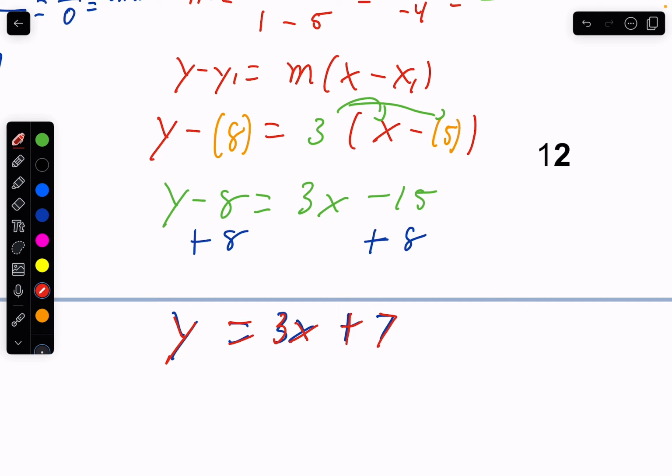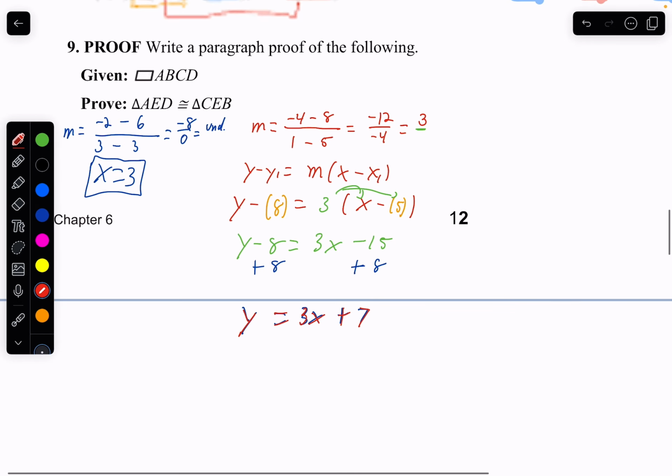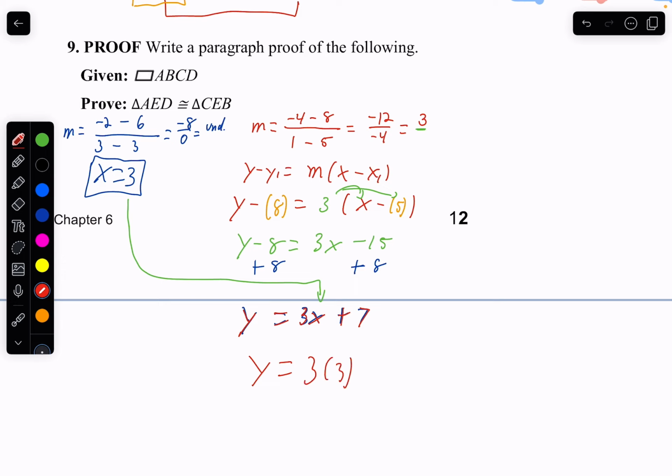So now remember that what we learned is that the blue diagonal only has one x, only one x, that will be the only x that will make the equation true. So in other words, all I need to do is take that x and plug it there. So I can say y equals 3 times 3 plus 7, y equals 9.